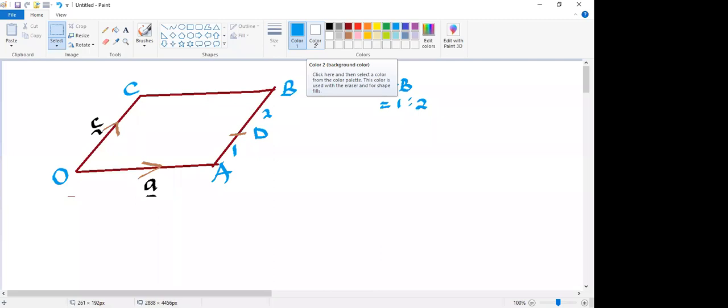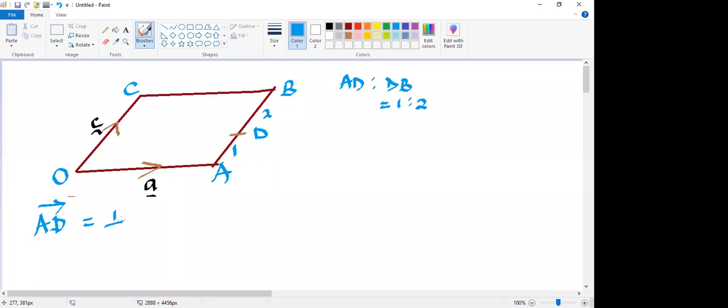Vector AD is 1/3 vector C, small c. Where are you getting those values? We see that AB is vector small c. Very good. We see that AB is small c, is vector C.